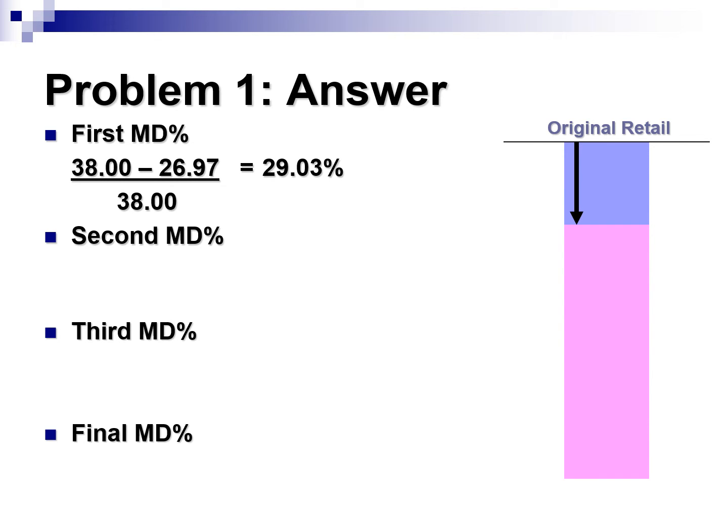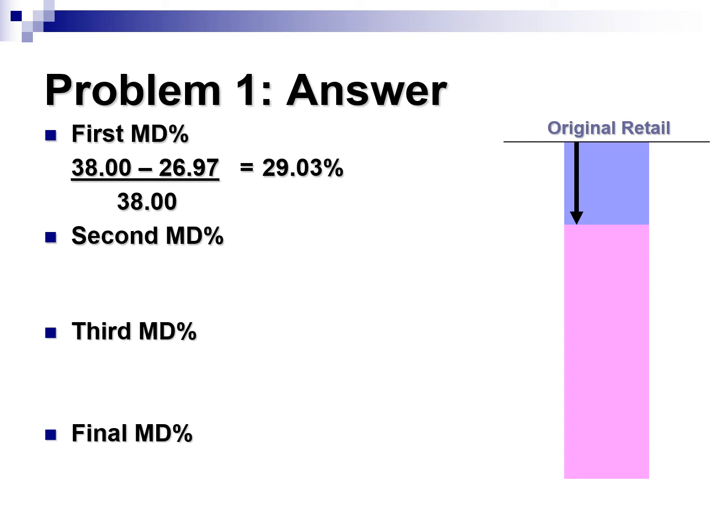For the first markdown percent, the previous retail was $38. The first lower price was $26.97. So 38 minus 26.97 is the dollar markdown, which is the numerator portion of this formula. Divide that dollar markdown, 38 minus 26.97, by the previous retail of 38. That gives us the first markdown percent as 29.03%.